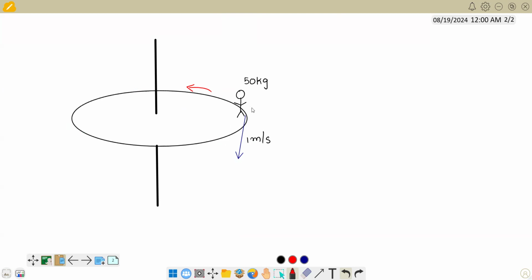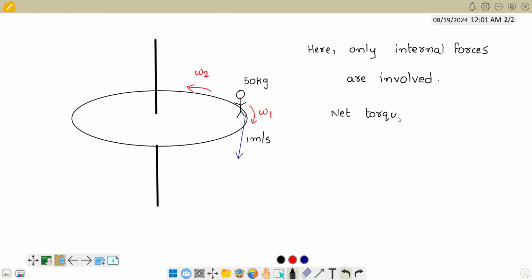So let us assume this is omega 1 of the person. The platform would move with omega 2. We know here only internal forces are involved. And also the net torque acting, because on the person it is forward, on the wheel it would be backward. So we can say the net torque is equal to 0, so angular momentum is conserved.